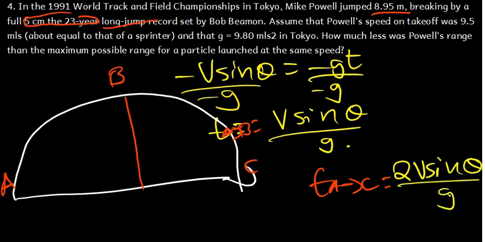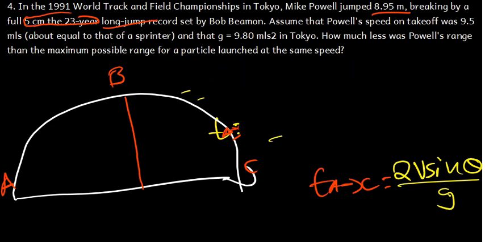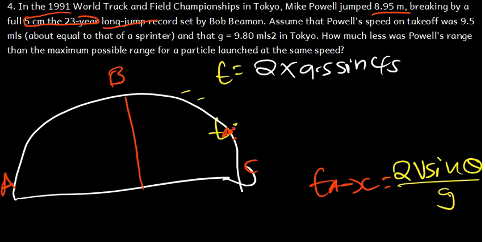Now let's try to plug in the values. We see the t which we are going to have. In this case our t is going to be equal to 2 times v, which is the one we have been given, 9.5, times sine of the maximum angle, which is 45, divided by 9.8.